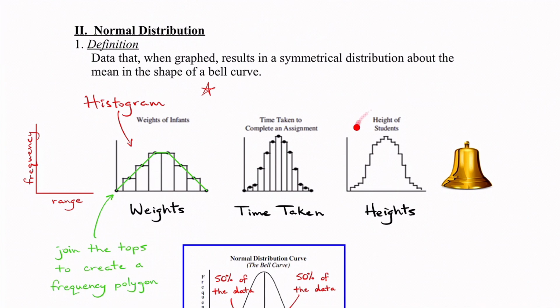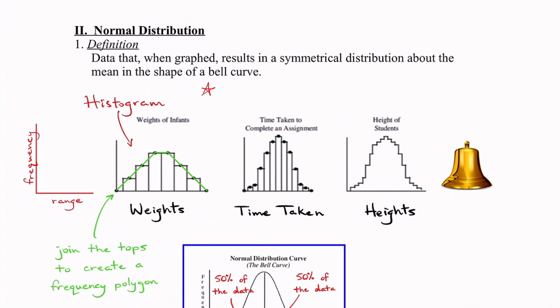And the last one, heights of students. There's going to be an average height that everybody's at, and then some people are taller, but there's less of them, and some people are shorter, but there's less of them. So it narrows down on both sides. What this type of graph is, whenever you have those bars, those are called histograms. And as soon as you draw lines going from the top of the midpoint of each one, that is what you call a frequency polygon.